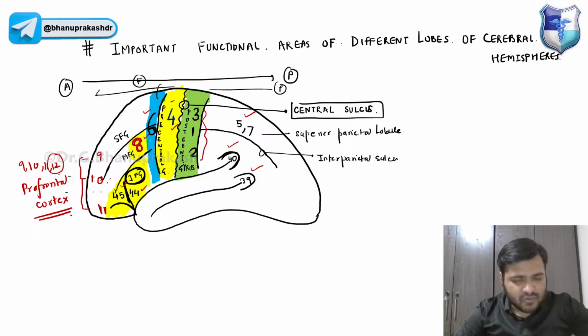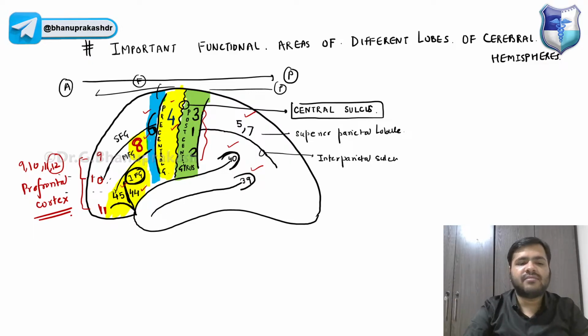Now coming on to the most important one, that is the temporal lobe, guys. In the temporal lobe, let us discuss area number 41 and area number 42.